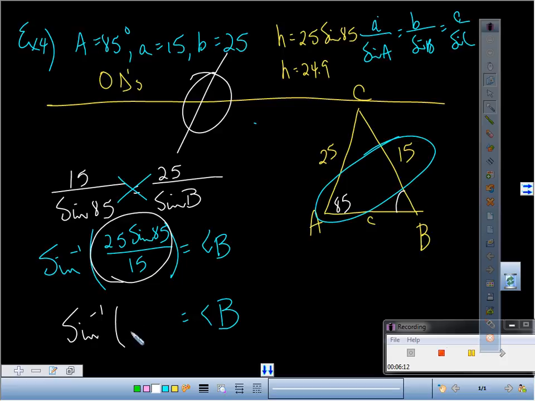What is it? 1.660. Okay, so here's what this is saying, guys. Who has a sine of 1.660? Why is that telling me an error?